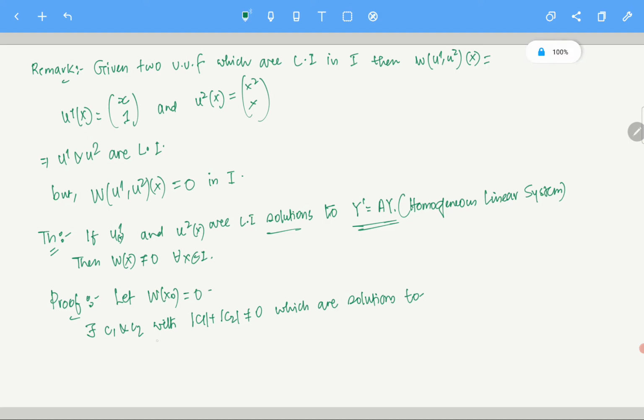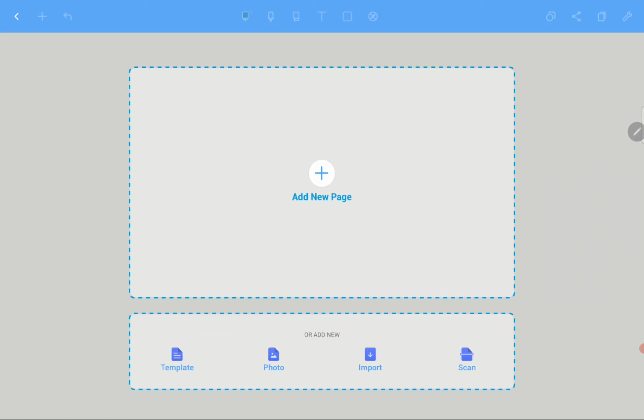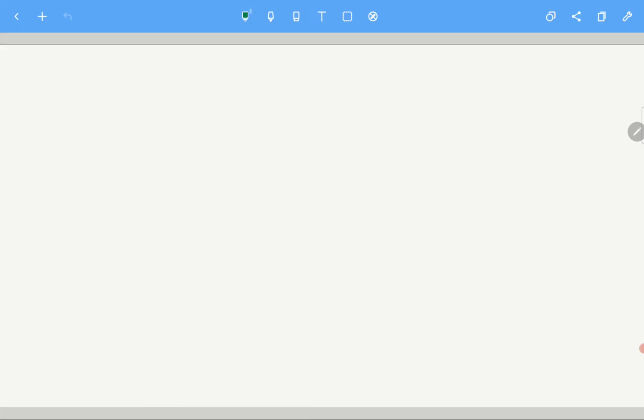Which are solutions to this system. Now what is the system? The system is C1 u1 at the point x naught plus C2 u2 at the point x naught equals 0. This is a system of equations, because u1 has two components, u2 has two components, so you can write it as a 2 cross 2 linear system. If the Wronskian is 0, you can understand that the system has a non-trivial solution. I am just writing that solution as C1 and C2. Clear? Now I am going to use that particular C1 and C2.